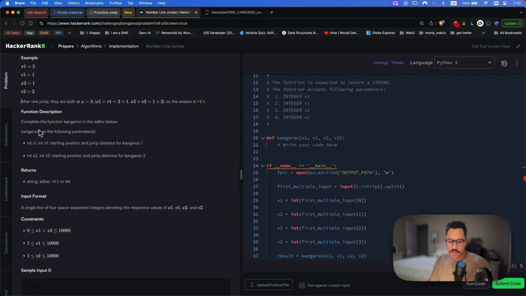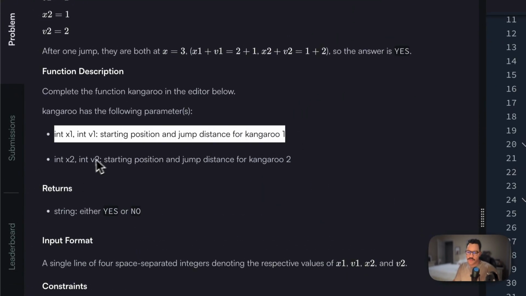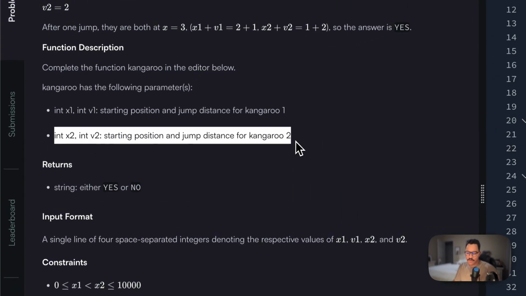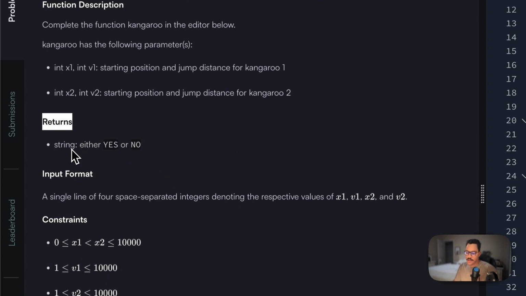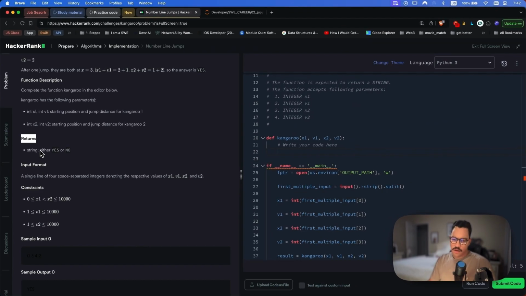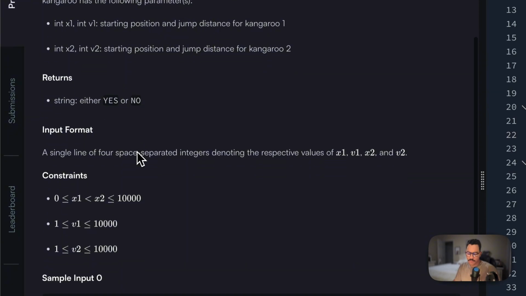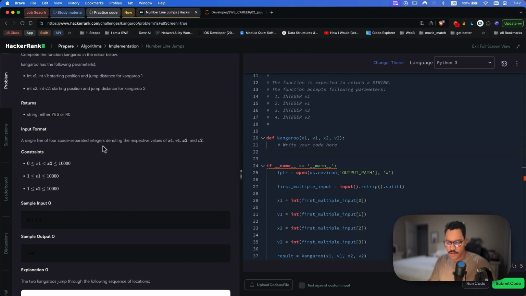Description: complete the function below. Kangaroo has the following parameters: integer x1 and integer v1, that's the first kangaroo's position and the distance of the jump, and then the second kangaroo's. We know we're going to be returning something instead of printing, just a string, yes or no. Interesting. A single line. This is just the input.